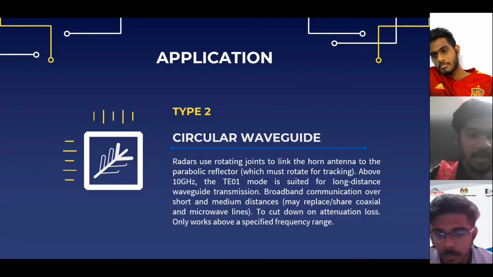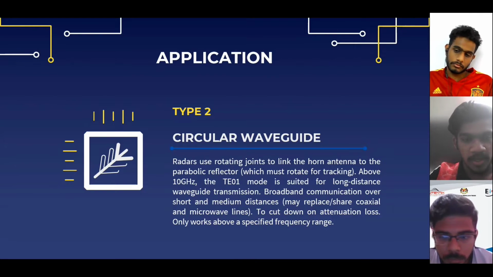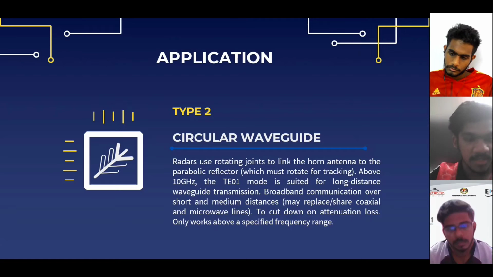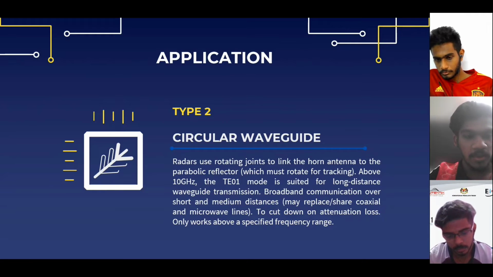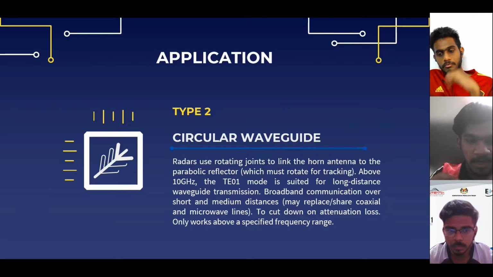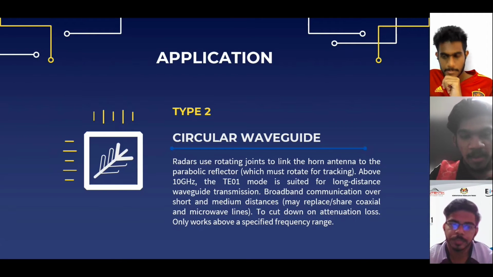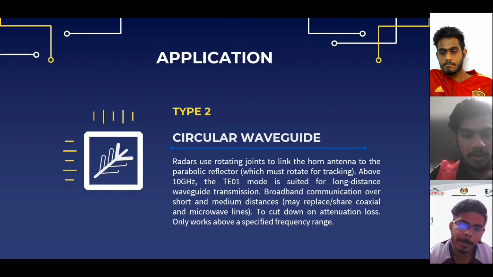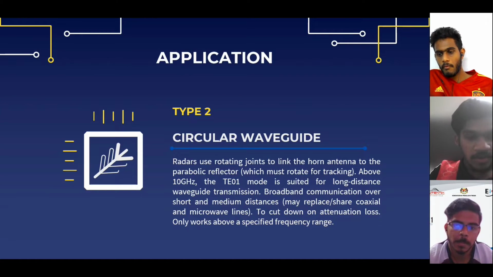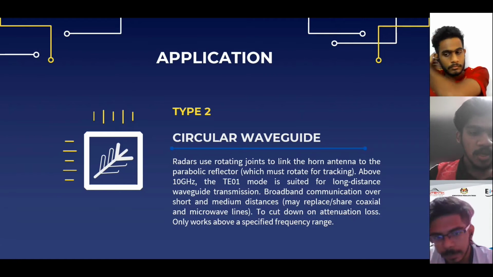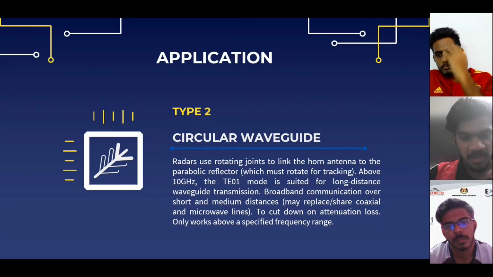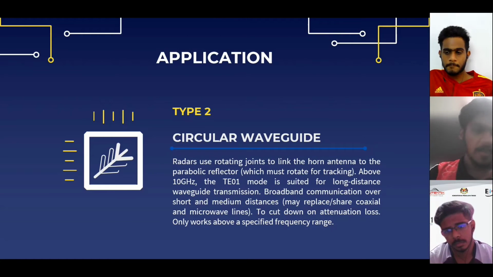At about 10 gigahertz, the TE01 mode is suited for long distance waveguide transmission. So the circular waveguide is used for long distance waveguide transmission. Broadband communication over short and medium distances may replace coaxial and microwave lines. To cut down on attenuation loss, it only works over a specific frequency range.